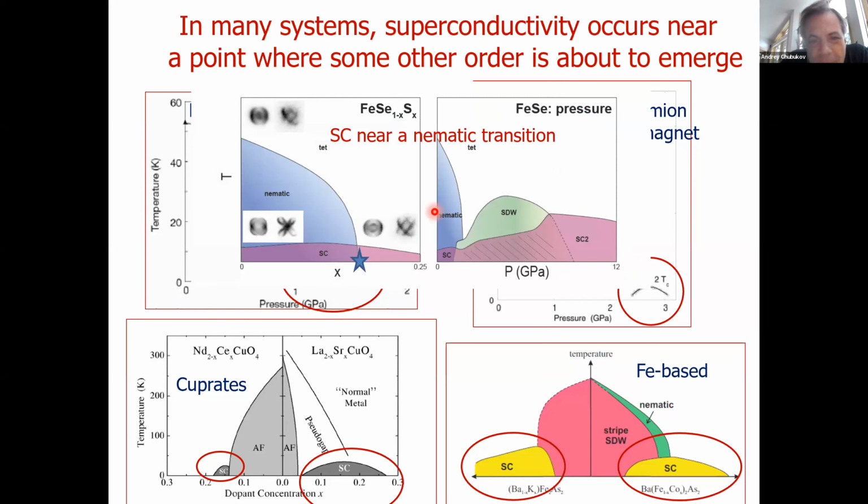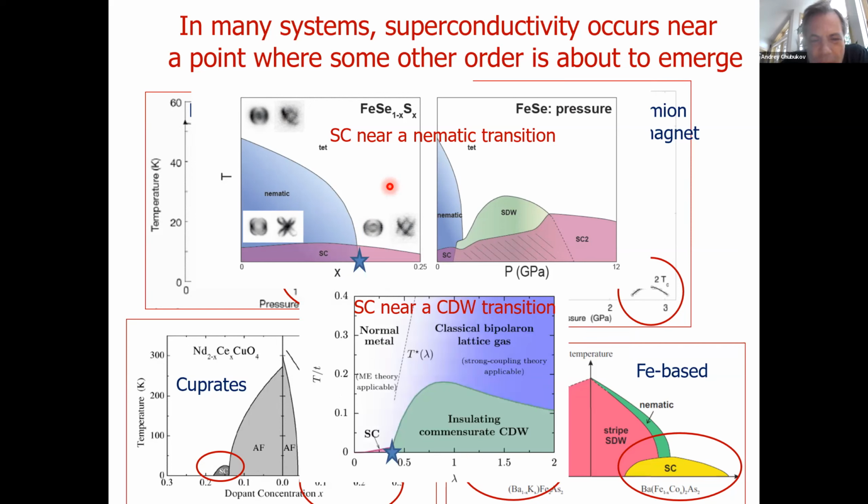There is also a well-known example, doped iron selenium, where superconductivity appears at least in the vicinity of the endpoint of nematic order. And to continue with the list, although that's not an experiment but Monte Carlo calculations, there is clearly superconductivity emerging close to an incommensurate charge density wave.